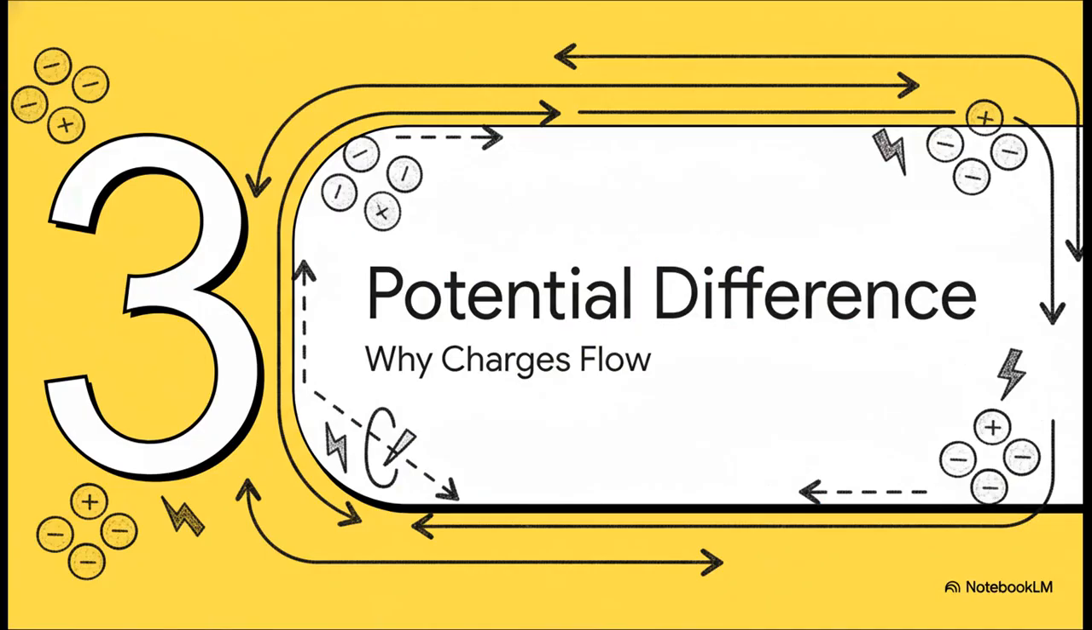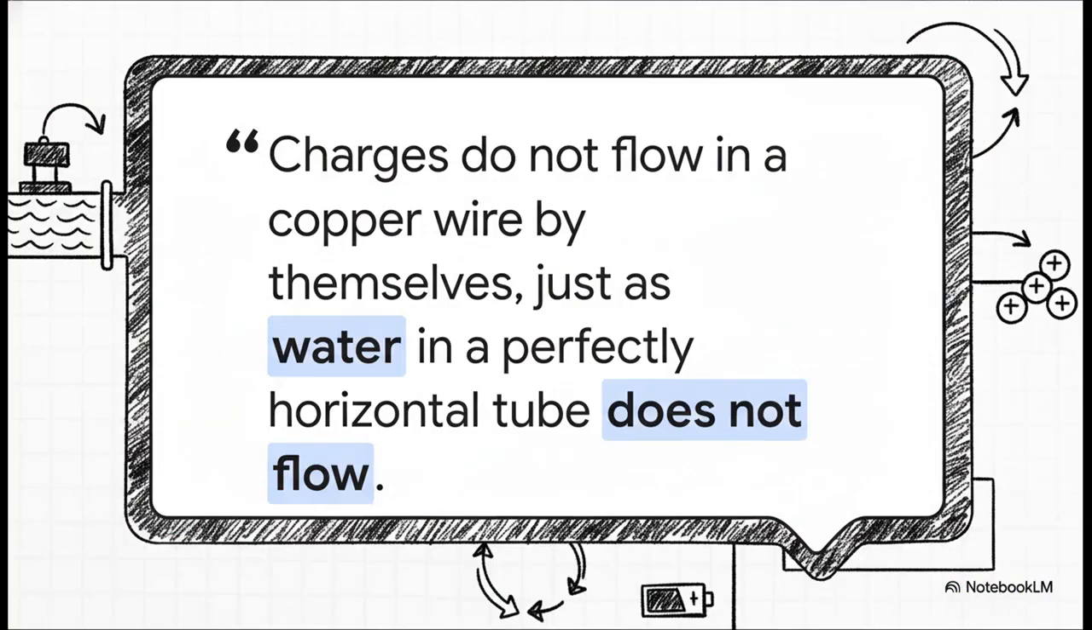All right, so we know that current is the flow of charge. But what makes the charges move in the first place? Why do they flow at all? Let's find out. Let's go back to our water analogy. Imagine you have a tube filled with water, and it's lying perfectly flat on a table. Will the water flow? No, of course not.